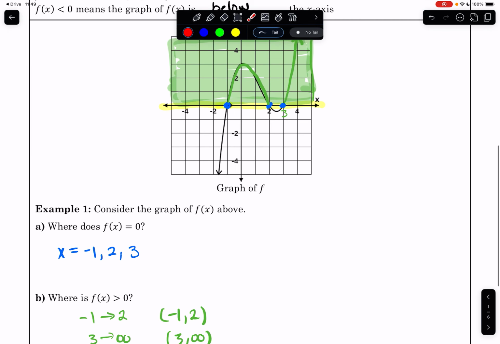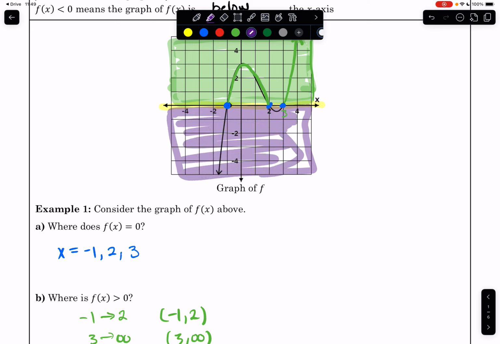Well, it's going to be less than 0 here, and I'll do it in purple. Again, this purple section is less than 0. Where do we see that the graph is less than 0? To the left of that point, to the left of the point at -1, this portion of the graph is below the x-axis.